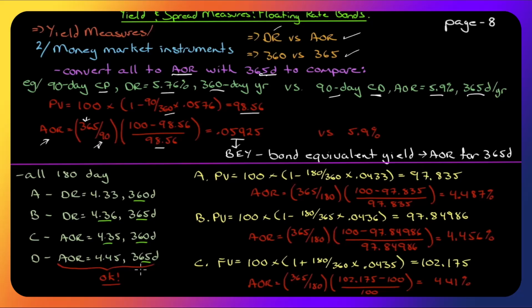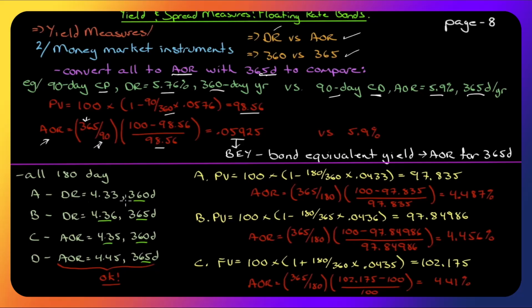We want to convert them all so that we can compare them. Notice we don't have to convert D. D is already an add-on rate at 365 days. That's okay. We can look at that 4.45 and say that's fine. Let's convert the rest.